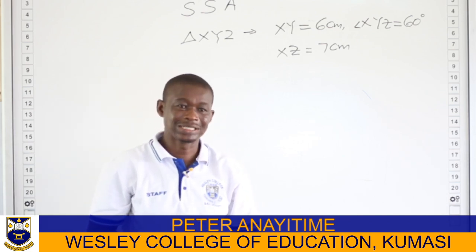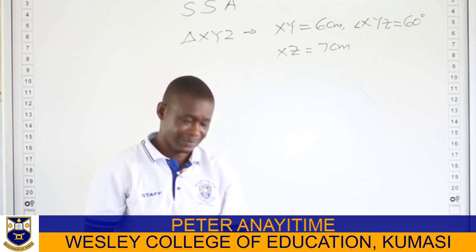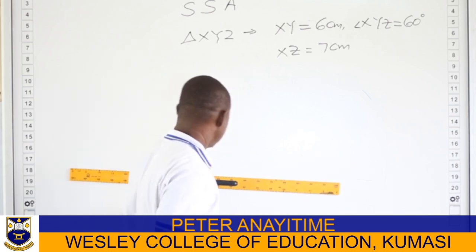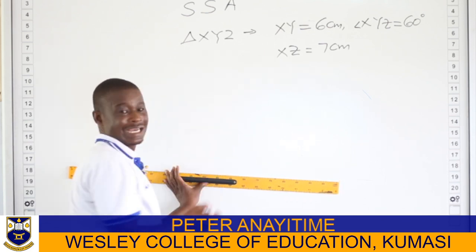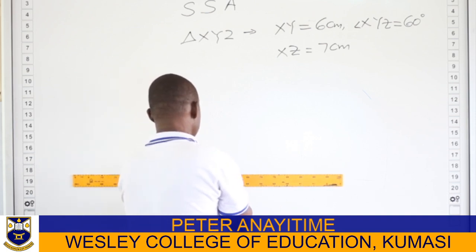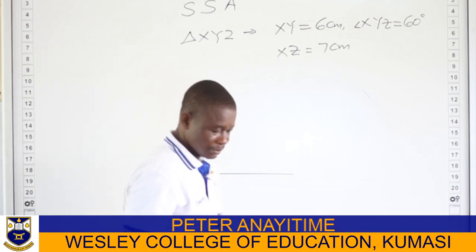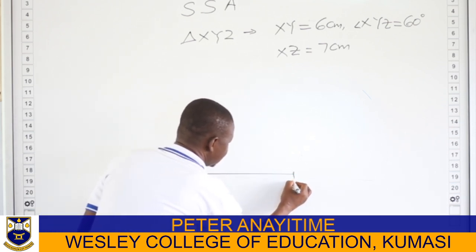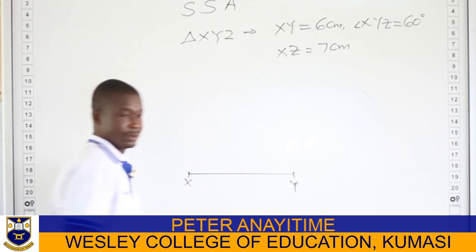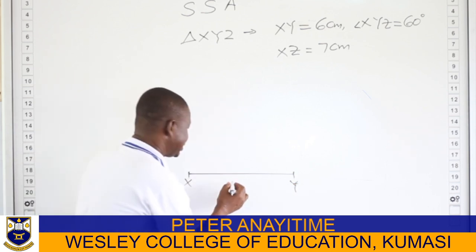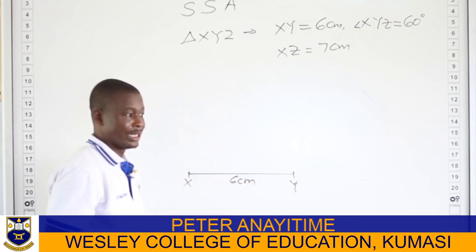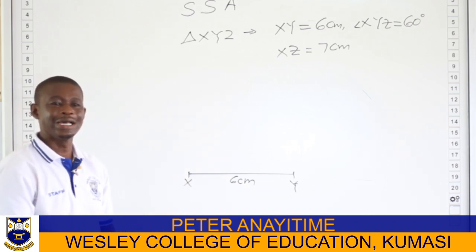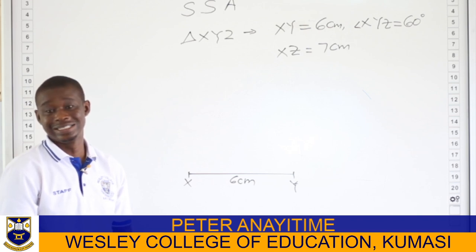Now we are going to look at how to get this triangle. So first, let's draw the line XY. You measure the line XY. So that is line XY, and we say it is 6 centimeters. Now, what do we do again? Let's go ahead and construct angle 60.